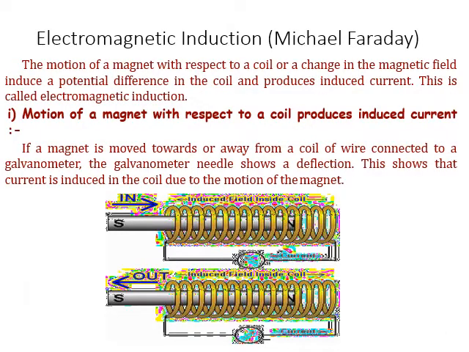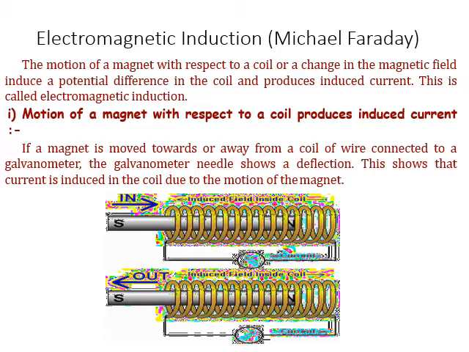Electromagnetic induction. Given by Michael Faraday, it is seen that the motion of a magnet with respect to a coil or a change in the magnetic field induces a potential difference in the coil and produces induced current in the coil. This is called electromagnetic induction. Motion of a magnet with respect to a coil produces induced current.